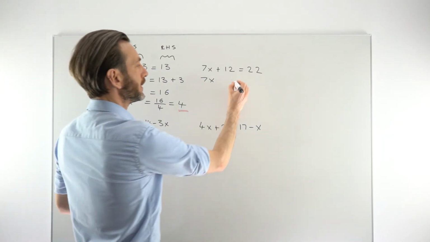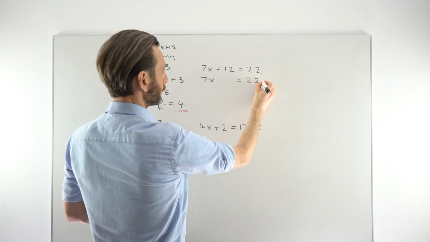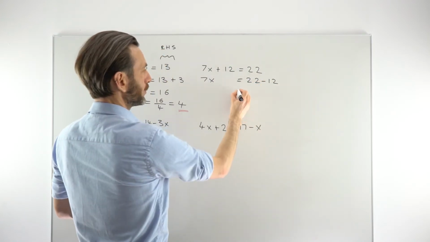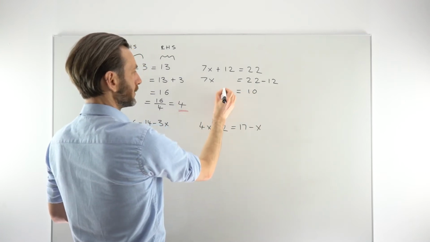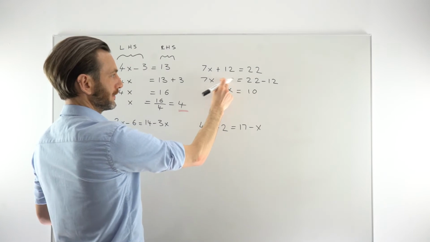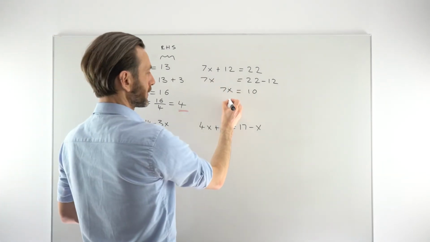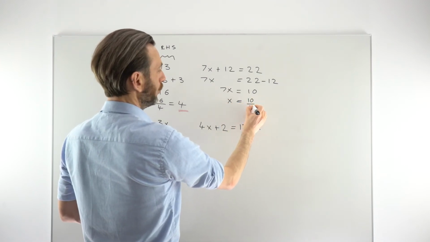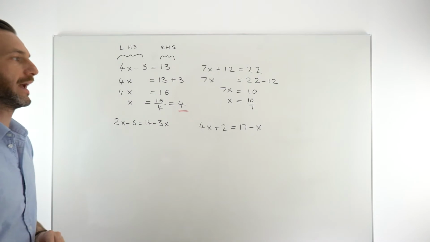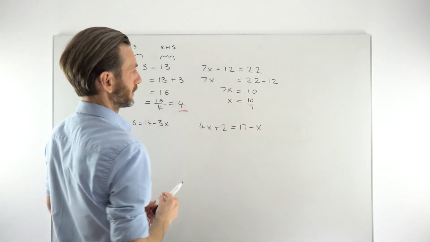So this one, same thing, we're just going to move the 12 over, but the 12 becomes a -12, like that. 22 minus 12 is 10. You don't need to keep the 7x in the same place. You can move it over there to fill in that space if you like. And then at this point, we're going to divide by 7. 10 doesn't actually divide by 7 to give you a whole number, so we'll just leave the answer as 10 over 7. So 10 over 7 is the value that satisfies that equation.